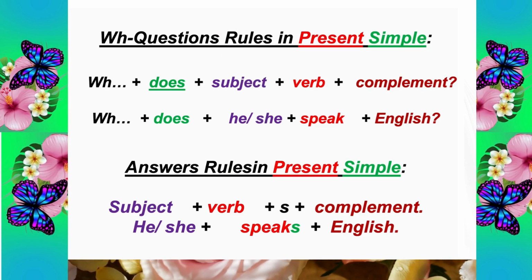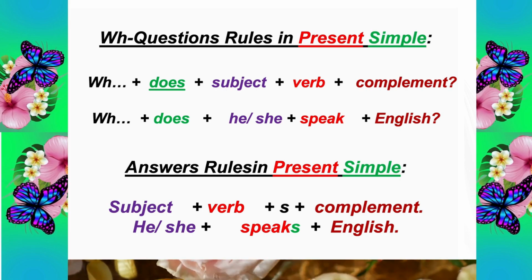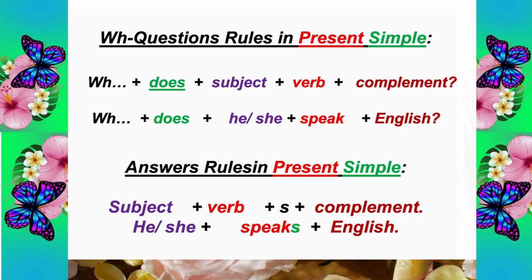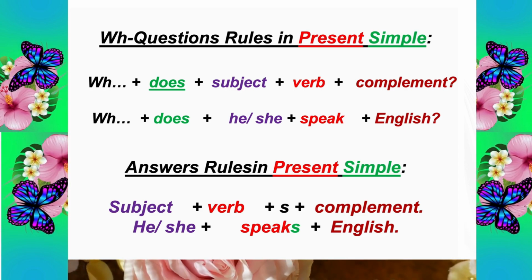WH questions rules in present simple. So we have WH word plus does plus subject. The subject in this lesson is just he and she. Plus verb plus complement.